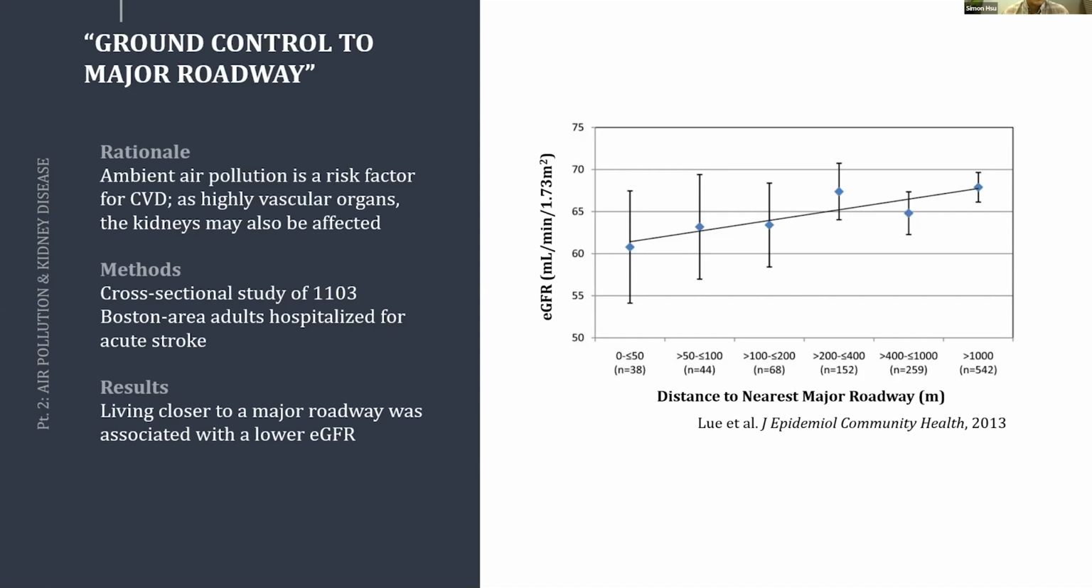And so this is a cross-sectional study of 1,103 Boston area adults that were hospitalized for acute stroke. And these researchers just looked at the residential addresses of these patients. And they used proximity to a major roadway as a proxy for air pollution exposure. And what they found is the closer you live to a major roadway, the lower your eGFR. And that's nicely demonstrated in their main figure to the right, where on the x-axis you have the categories of distance to the major roadway and eGFR, and you can see that there's a linear trend here.